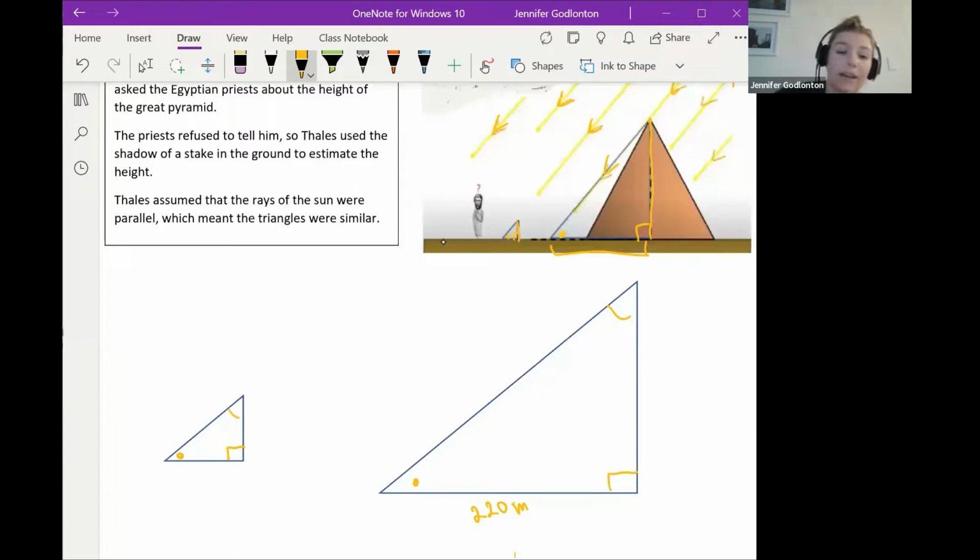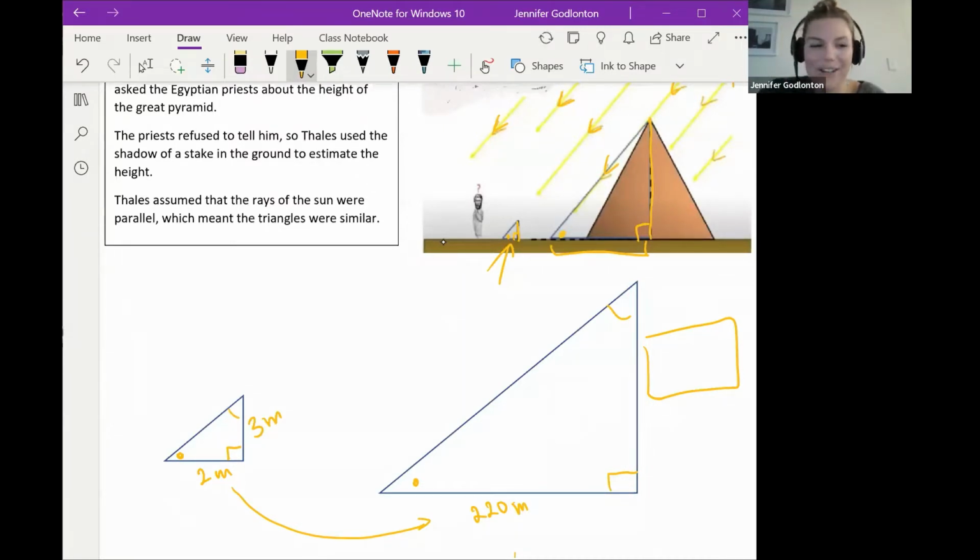So if his triangle over here, if that distance was 2 meters, and this distance of the big pyramid triangle was 220 meters, think about what I would have to multiply 2 by to get to 220. And then if this was 1 meter high, can you tell me what the height of my pyramid is? So think that through and then tell me what the height of my pyramid would be. Let's make it even a little bit tougher. Let's say that this is 3 meters.